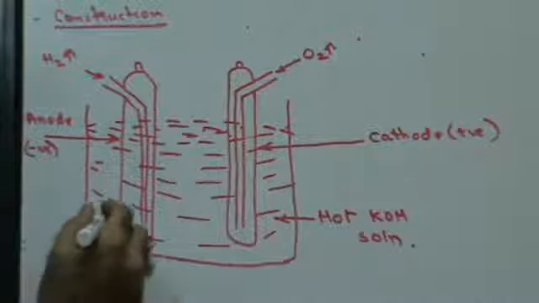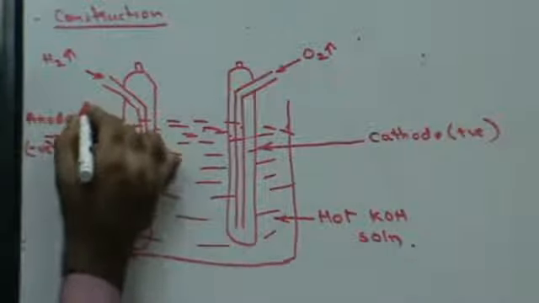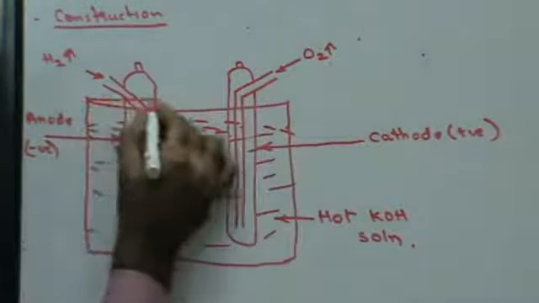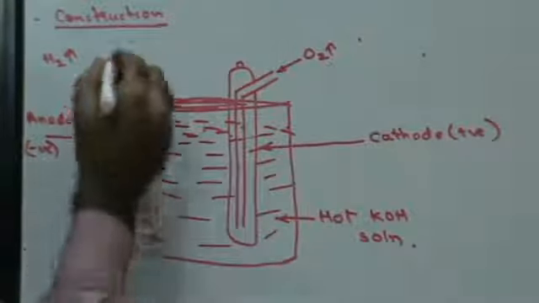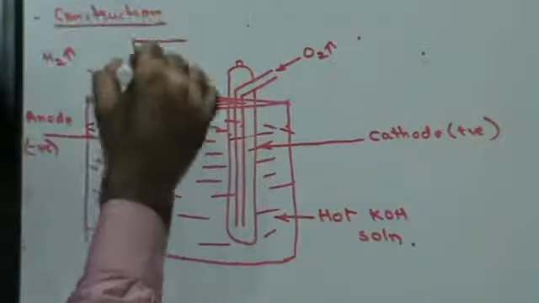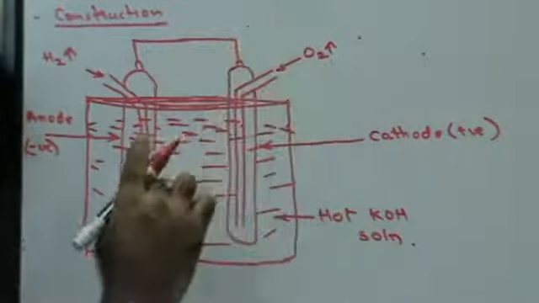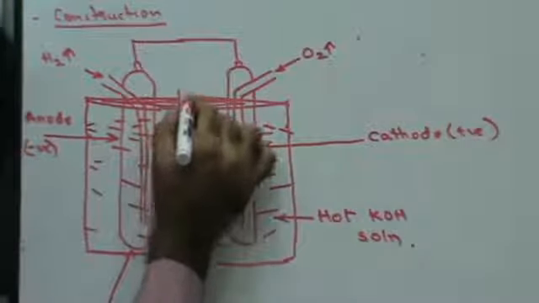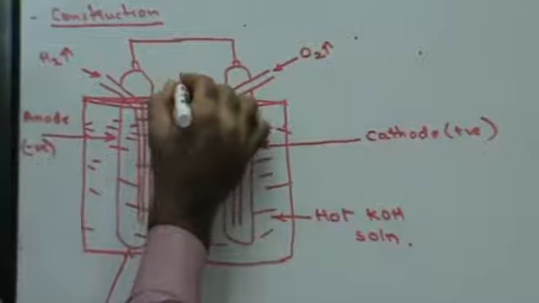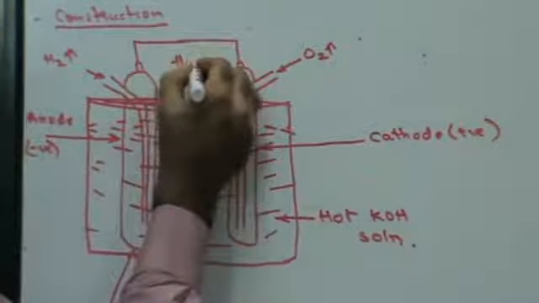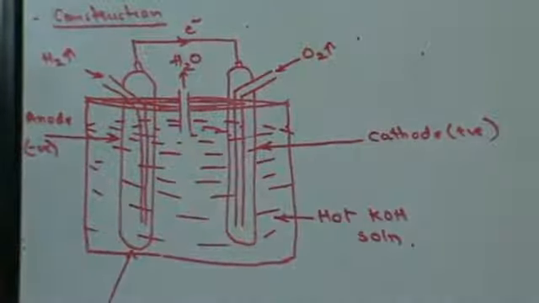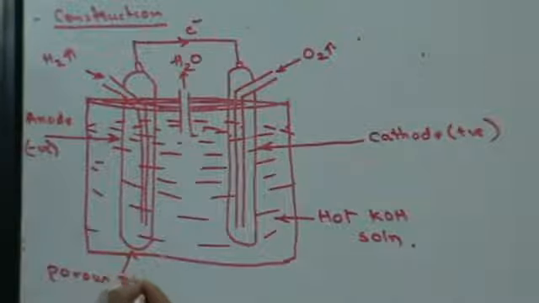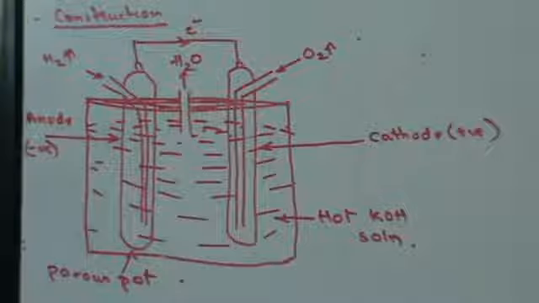The whole apparatus is closed, and you would have wires connected from one terminal to the other terminal, and you have an opening at the center for the escape of water. Hydrogen and oxygen gas would combine to give you water. This is how electrons will move. This is your porous pot. So that's my construction of the hydrogen oxygen fuel cell.